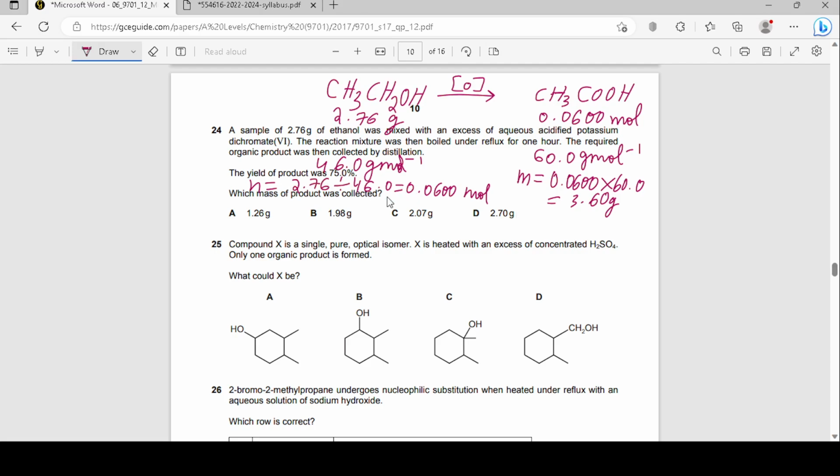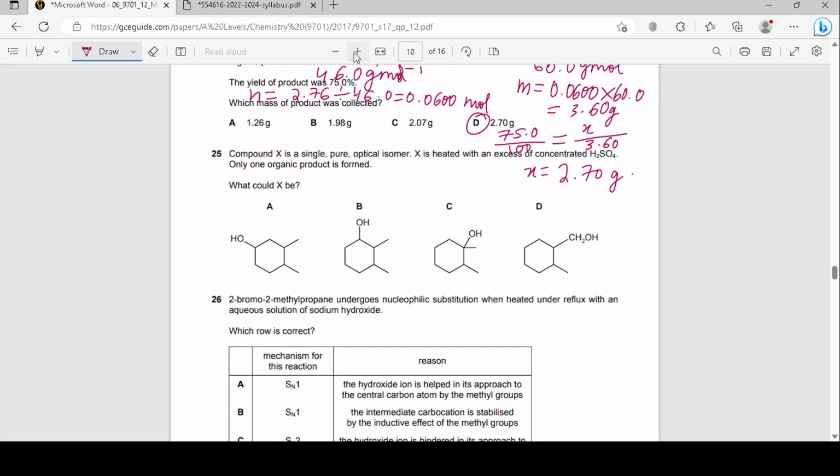Now, the yield of product was 75.0%, so it's not actually 3.60. That's the theoretical one, but we actually got 75%. So 75.0 over 100 equals the actual yield, x, over the theoretical yield, which is 3.60. So x is 75% of 3.60, which is 2.70 grams. That gives you the actual yield, the mass of product collected, as 2.70 grams, which is option D. Okay, so I'm going to circle that. Now, next question.